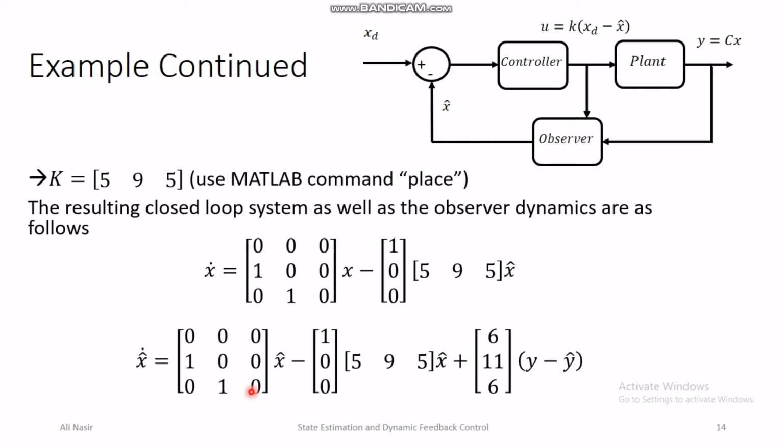So x hat dot equals A x hat minus B K x hat, which is the exact copy of the system dynamics above, plus the observer gain L times the difference between y and C x hat. Y is equal to Cx, which is the actual value from the sensors, and C x hat is the estimated sensor value using the state estimate provided by the observer. This gain will correct the estimate until these two become equal and the error becomes zero, after which the observer dynamics will simply be the exact copy of the system dynamics. And that's the end of the lecture.